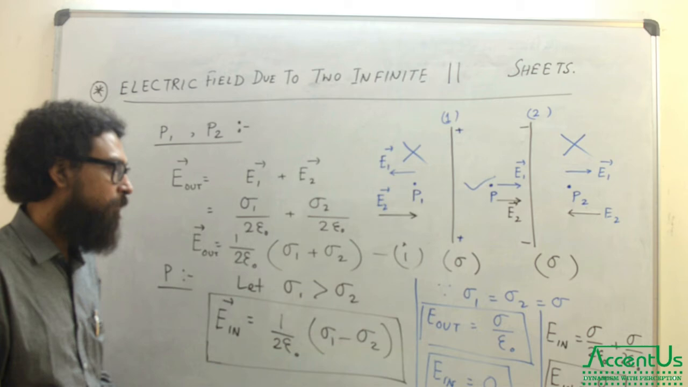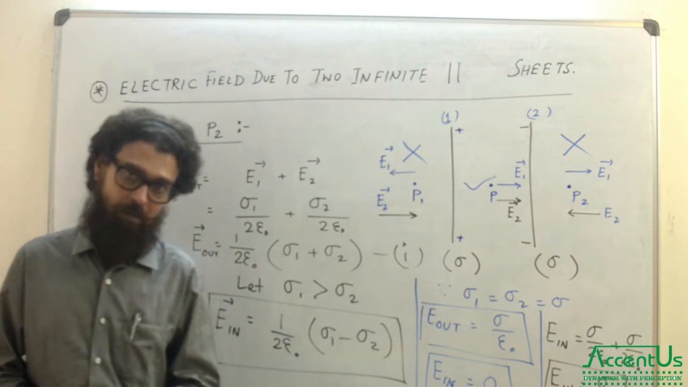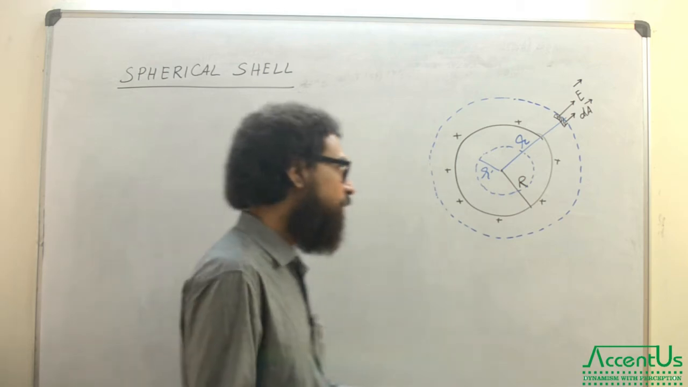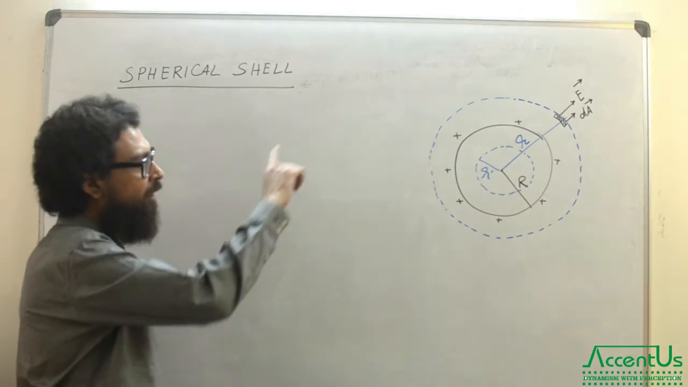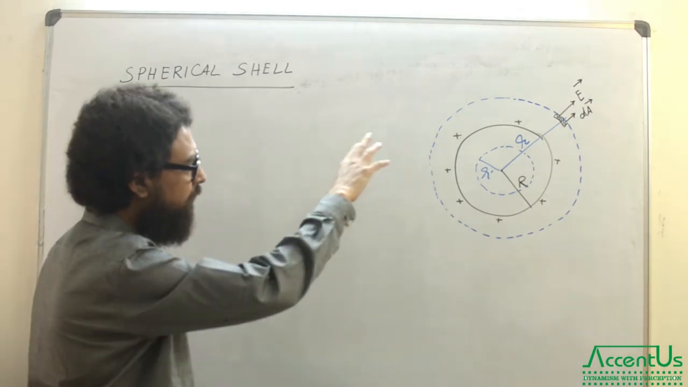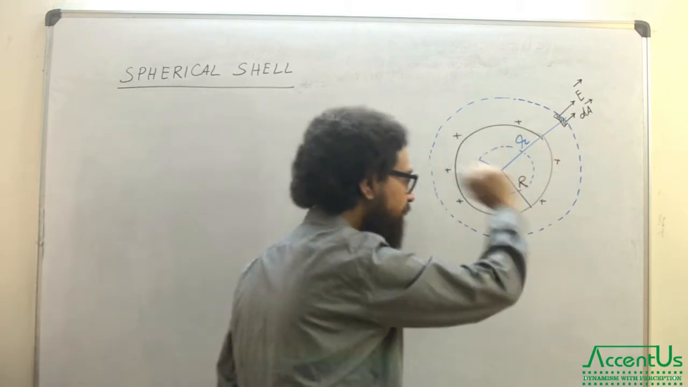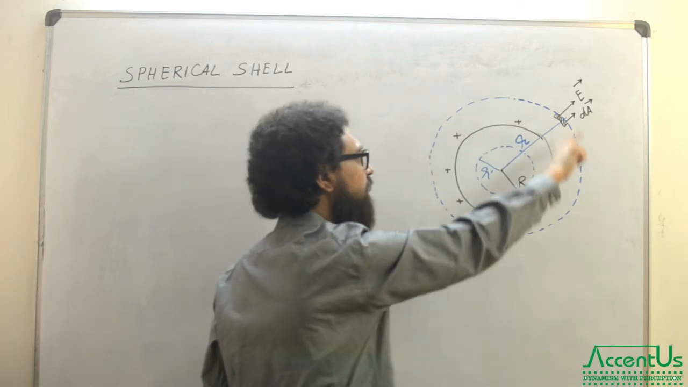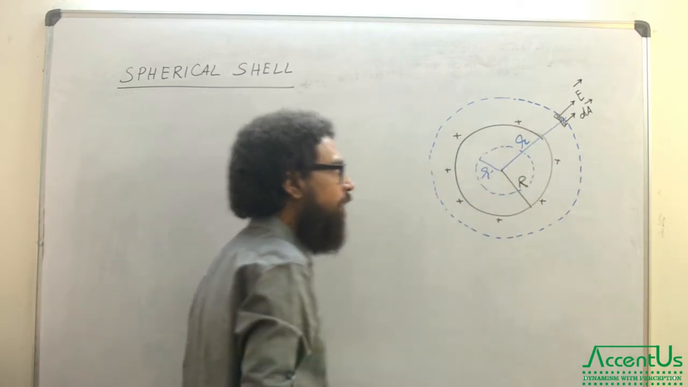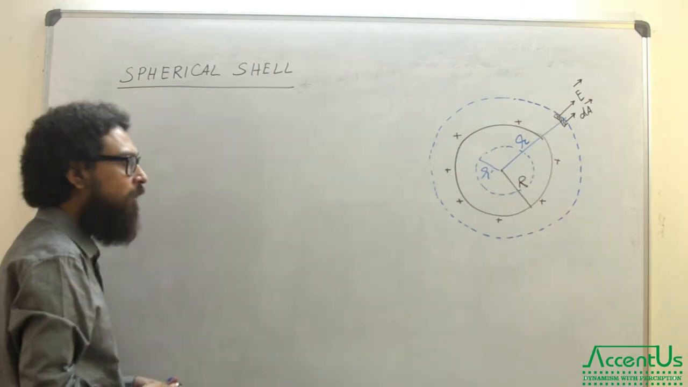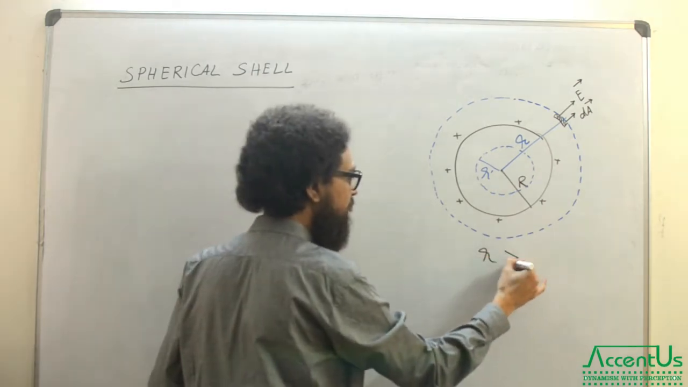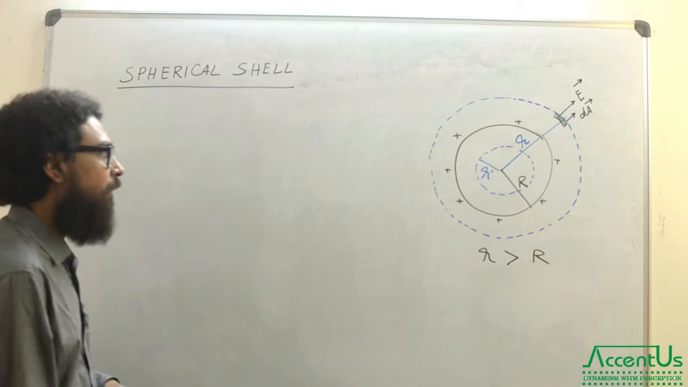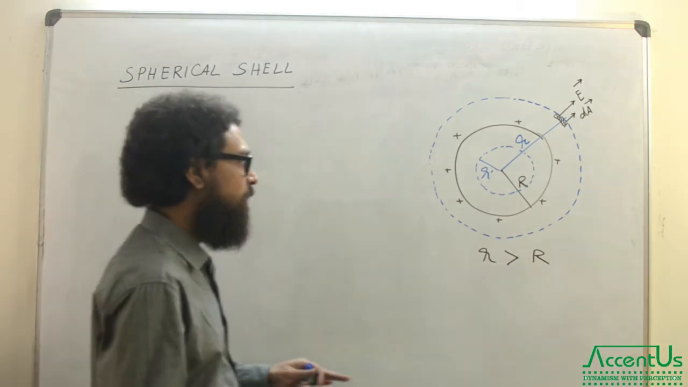All right. Now I will move into the spherical Gaussian surface. So I was telling you about the spherical shell. You can see the diagram. We have a spherical shell and the positive charge is distributed over the surface of it. Now we have drawn two surfaces, one inside and one outside, and the radius is small r. Obviously, small r is greater than capital R, which is the radius of the spherical shell. All right, so let us first think about the inside one.